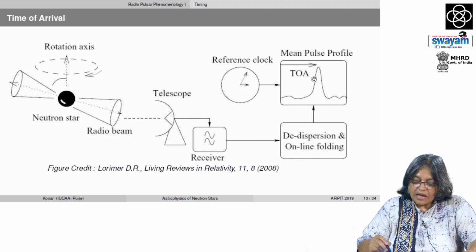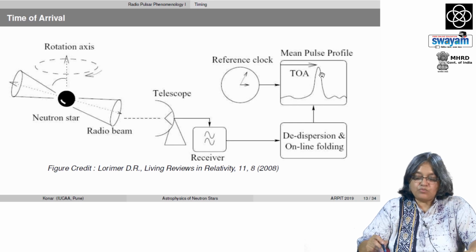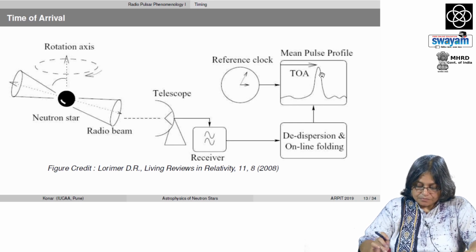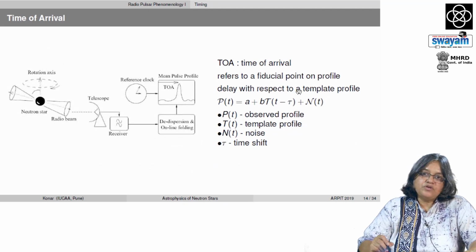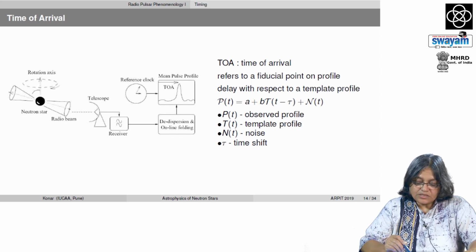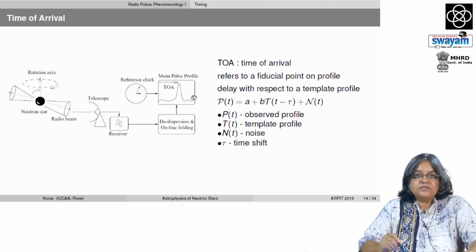Now, how do we define a time of arrival for such a pulse profile? We do the following. It refers to a particular fiducial point on the profile. As you can see, this profile is a wide thing, and we specify a particular point, maybe at the maximum or at some other point, and we calculate the delay with respect to a template profile.